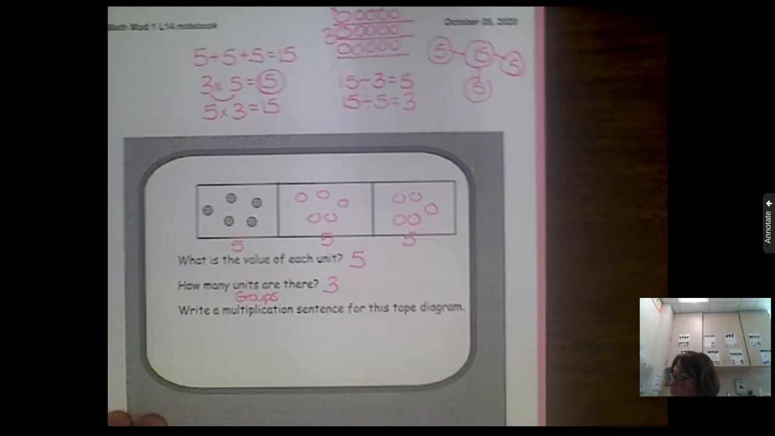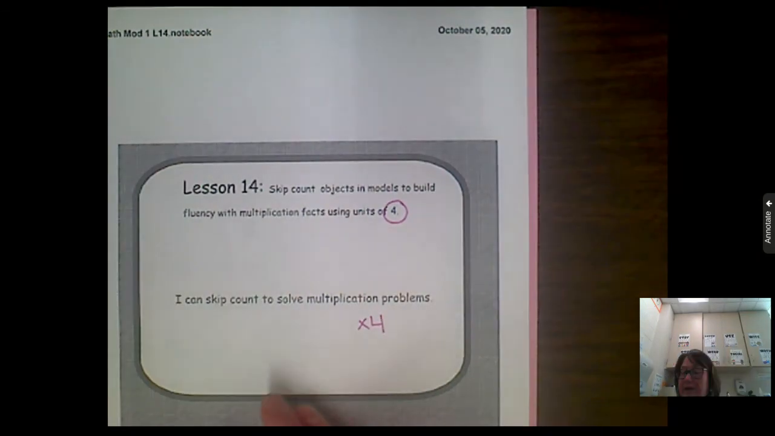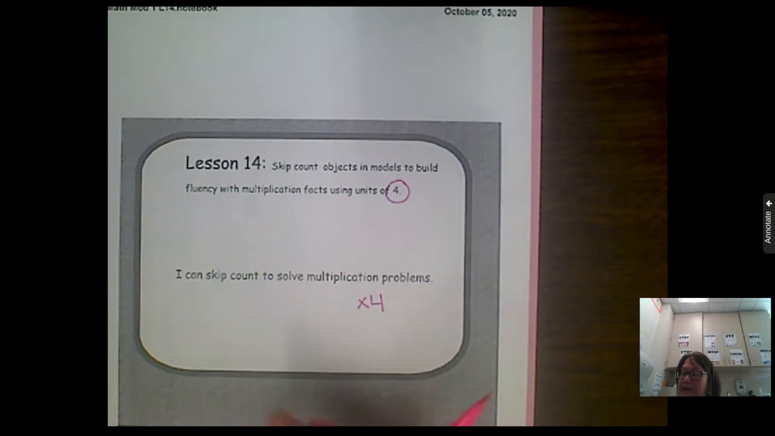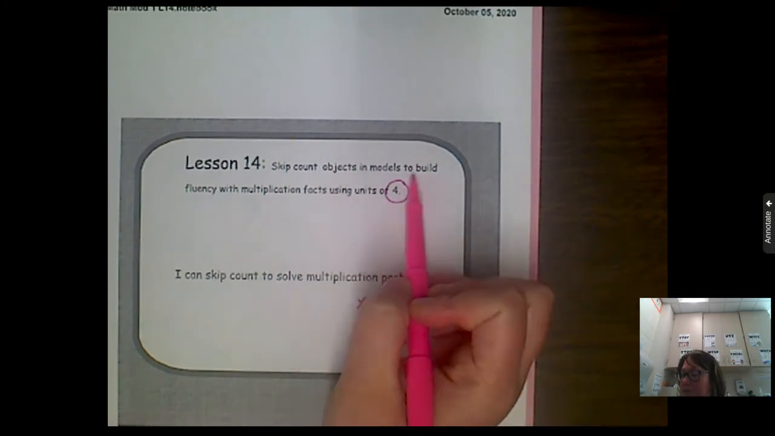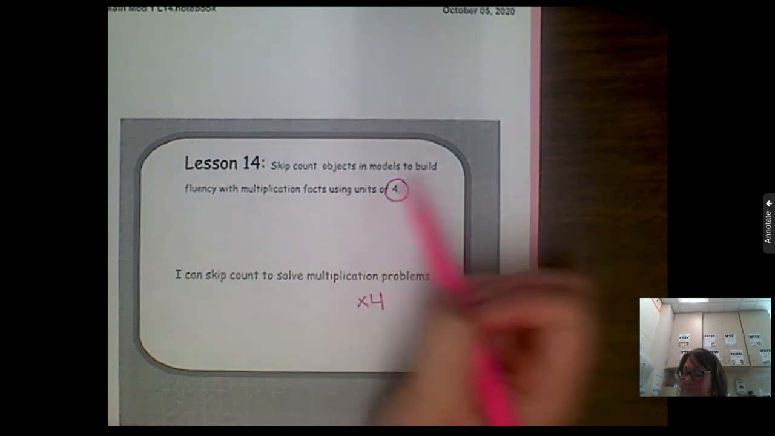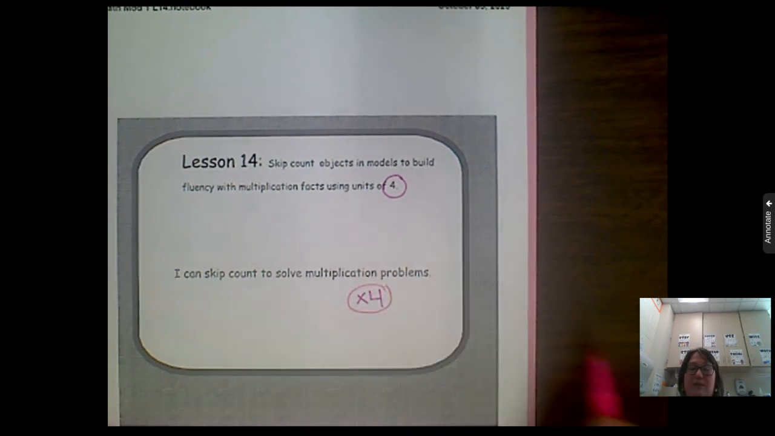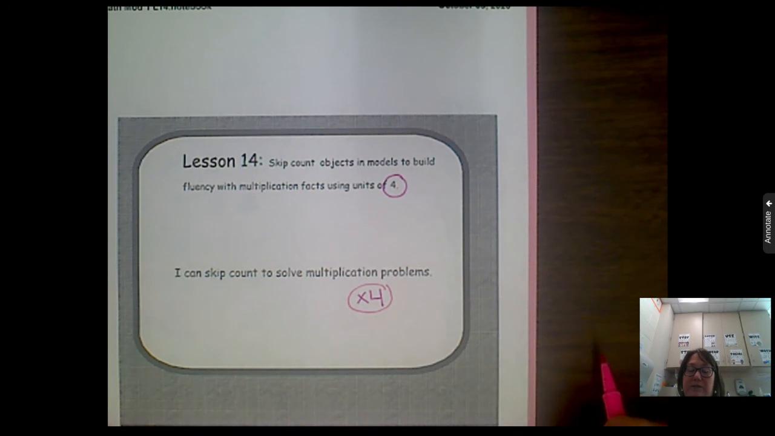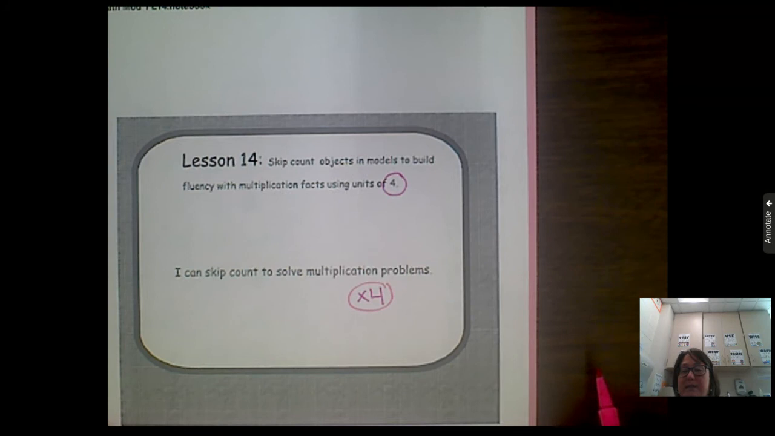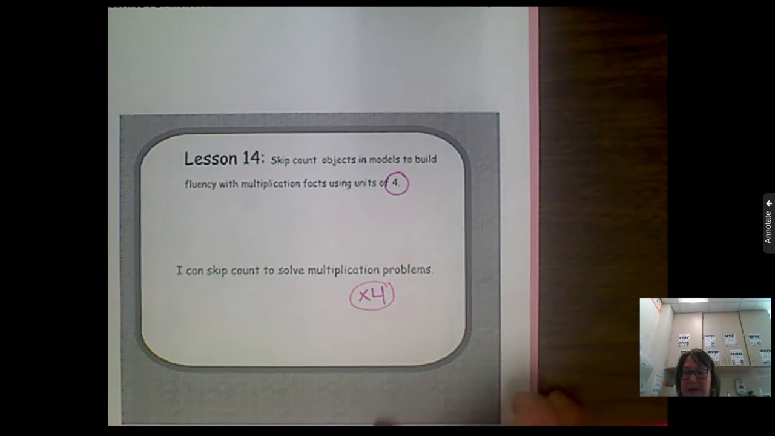All right. So moving on, we'll look at our lesson objective or I can statement for today. It says we're going to be skip counting objects and models to build fluency with multiplication facts using units of 4. In easier terms, we're going to skip count to solve multiplication problems, and we're going to be skip counting by 4s, okay? So you want to practice your skip counting songs, your YouTube songs. Keep practicing 3, but today we're going to really focus on the 4s. You might want to listen to your 4s if you haven't already, okay? And that's a fun one because it's like a dancing horse.